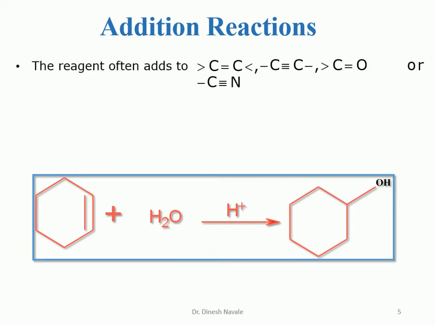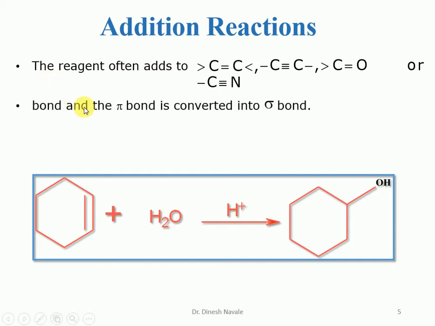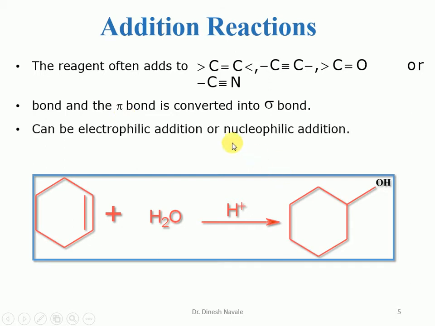The reagent often adds to a carbon-carbon double bond, carbon-carbon triple bond, or carbon-oxygen double bond, like a carbonyl compound or a nitrile. So it is the addition of a reagent across systems like alkene, alkyne, carbonyl, and nitrile. The pi bond is converted into a sigma bond. Addition can be electrophilic addition or nucleophilic addition, so the addition reaction can be further divided into these two parts.